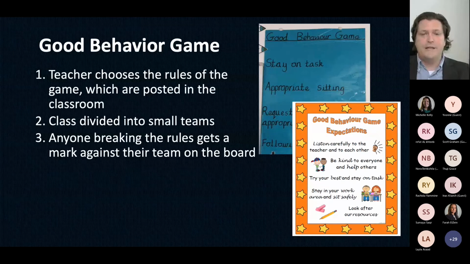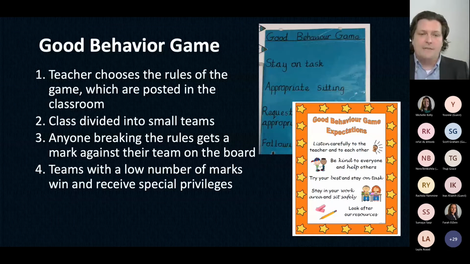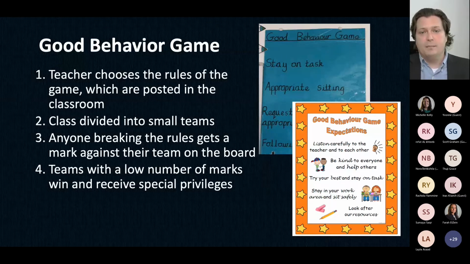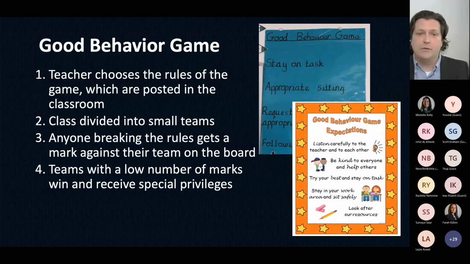So it's very game-like. And then at the end of the game, teams with a low number of marks win and receive special privileges. What usually happens is the teacher will select some number that the teams need to stay under, fewer than 20 rule violations, for example. If both of the teams receive fewer than 20 rule violations, then both of the teams win. If one or both of the teams go higher than that number, then the team with the lower score wins. But as you'll see, it is usually the case that both of the teams win.